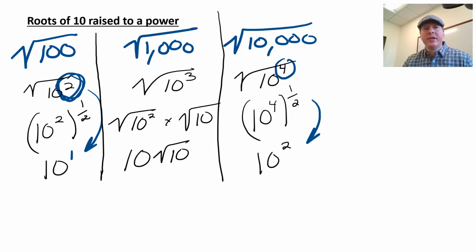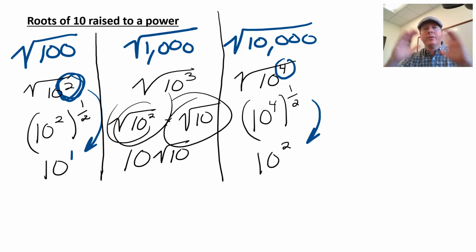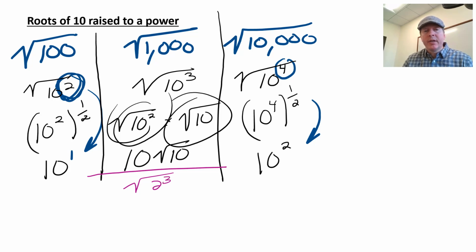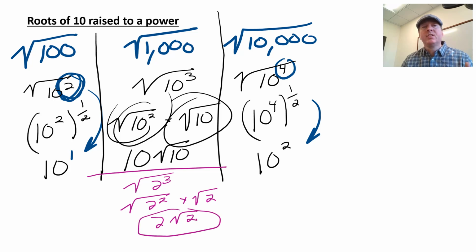So if you have the square root of 10 raised to an odd power, an odd exponent, you can simply rewrite this as the square root of 10 raised to an even exponent, in this case 2, times the square root of 10. And that's true of 10 raised to an odd power. It's true of any positive number raised to an odd power. If I saw the square root of 2 cubed, that's the same thing as the square root of 2 squared times the square root of 2. That is simply 2 times the square root of 2. So something to be aware of if you see the square root of a number raised to an exponent that is odd, a power that is odd.